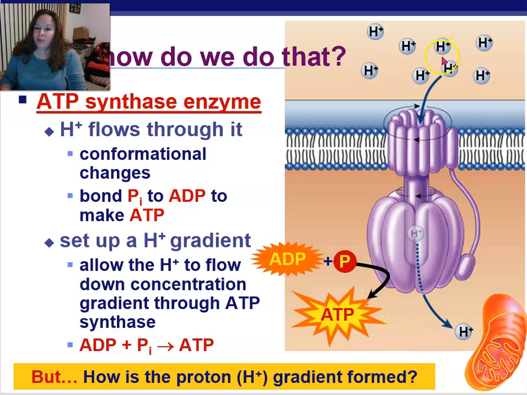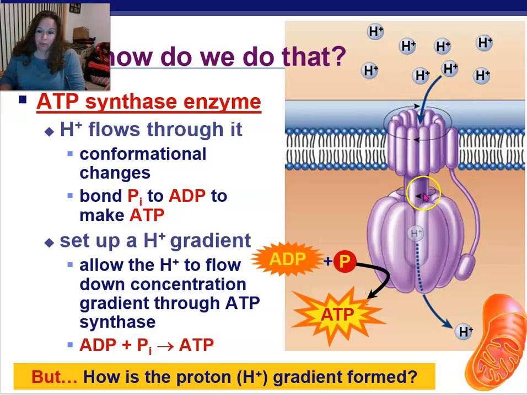Well, the hydrogens can't just get here by themselves. They need those carriers. The electrons that we gather are also going to play a role to help pump the hydrogens up here to the spot that they need to get to, so they can flow down ATP synthase.